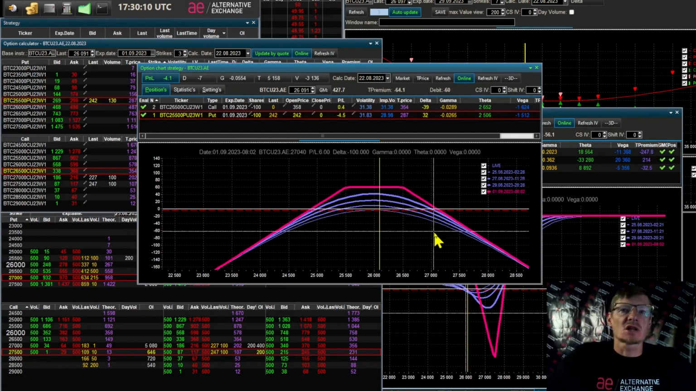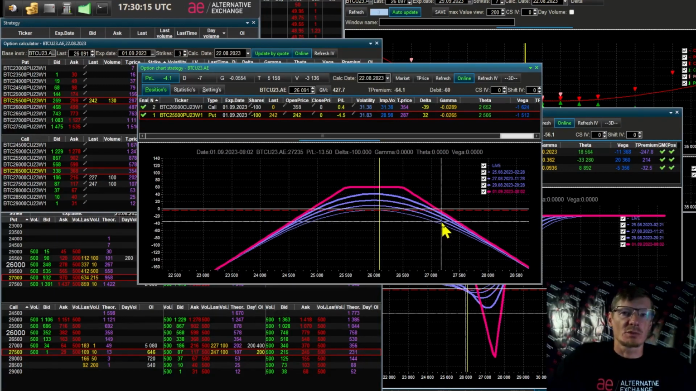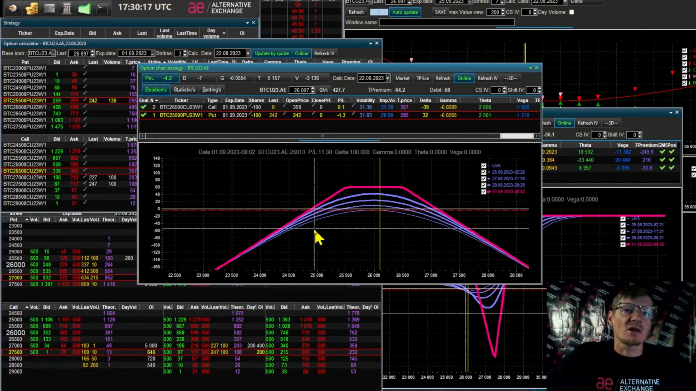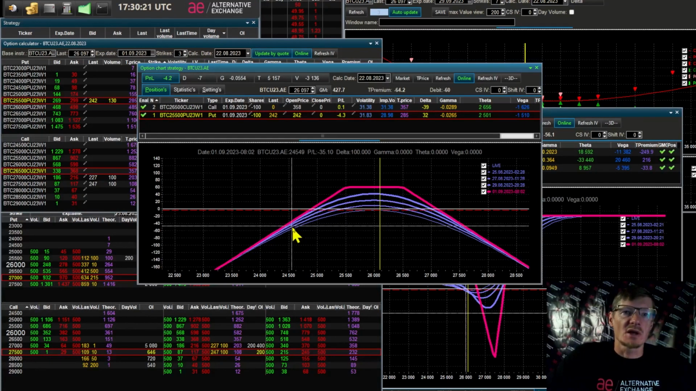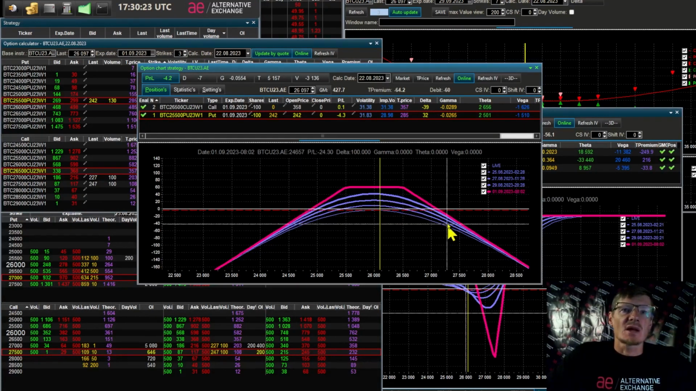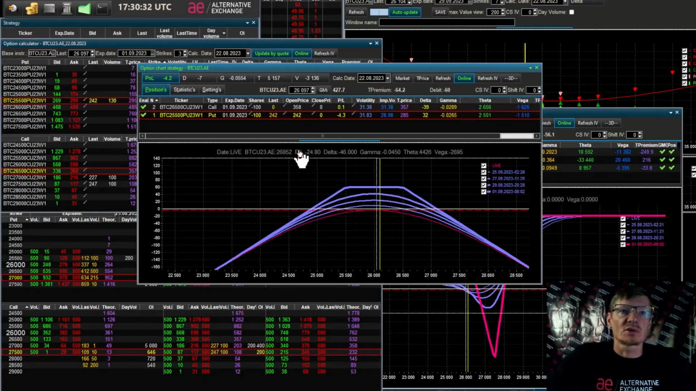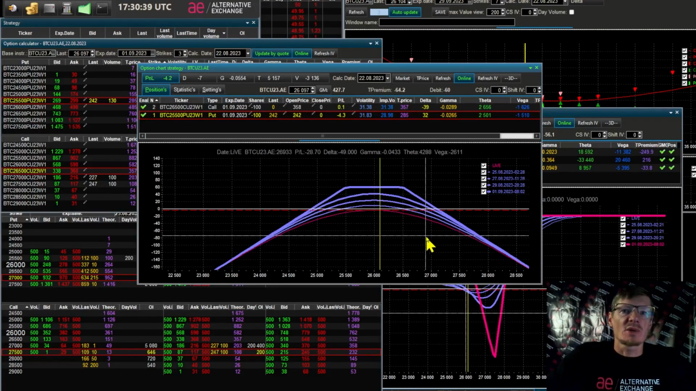Let's say a Bitcoin move happened. The price went above 27 and ended up in this zone. Or the price went down a lot, ended up in the zone below 25. What happened to our delta? You can look right here. When you hover your mouse, you can see what the delta, gamma, theta, and vega and PNL values will be. With the price of about 27, our delta will be minus 52.